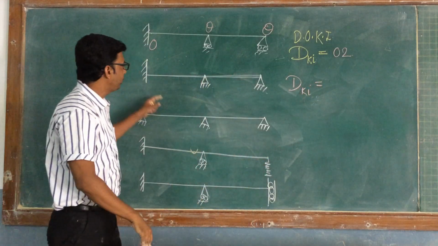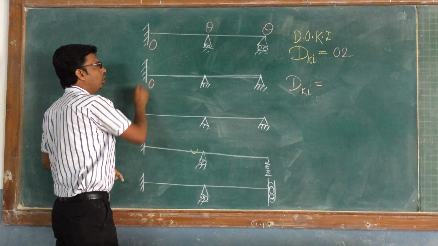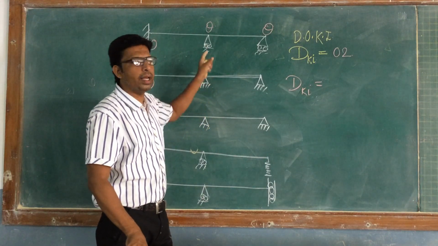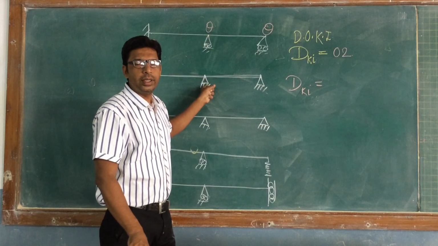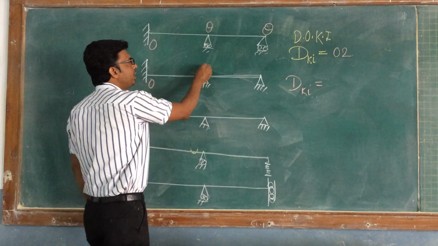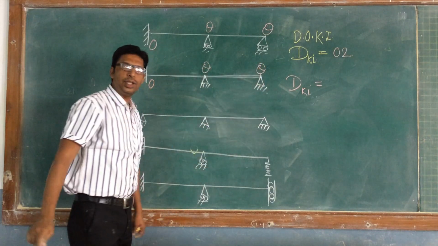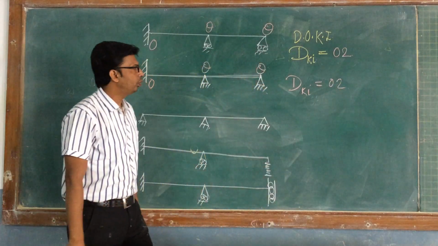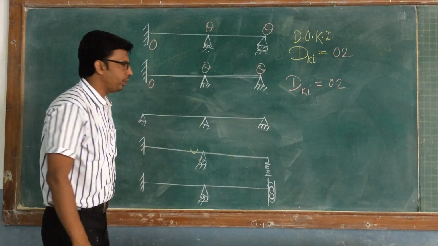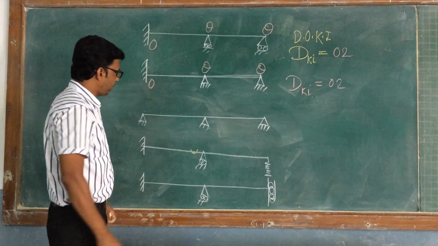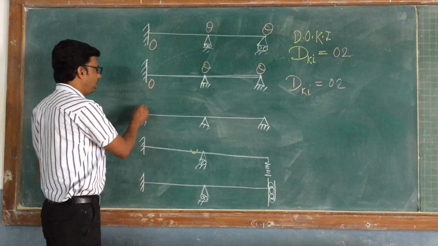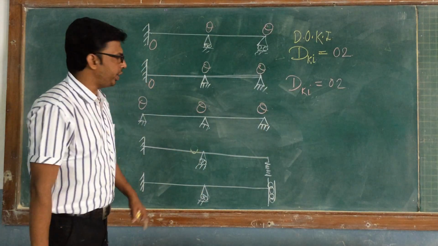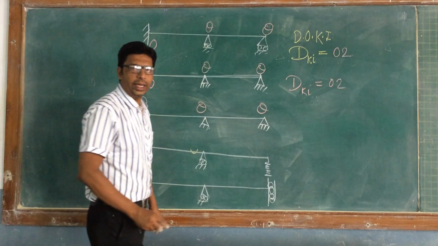Then second beam, fixed support 0, hinge support again. In case of a beam, there is no difference between hinge and roller support because there is no horizontal force. So again there is a theta at the hinge support and DKI is equal to 2 rotations. If you look at this beam, there are 3 simple supports. So at each support there is a rotation. So total DKI equals 3 rotations.